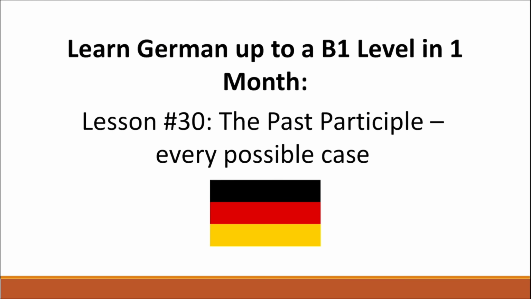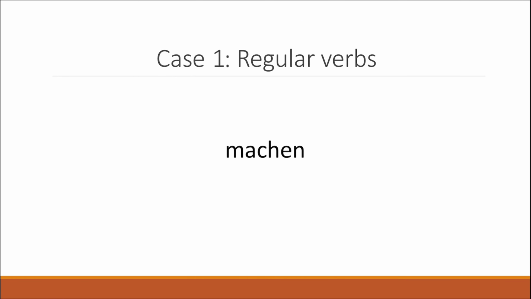Today it's lesson 30 and we're going to talk about the past participle and discuss how to form every possible case. So let's go. Now the first possibility we have is if we're talking about regular verbs, and here's an example.